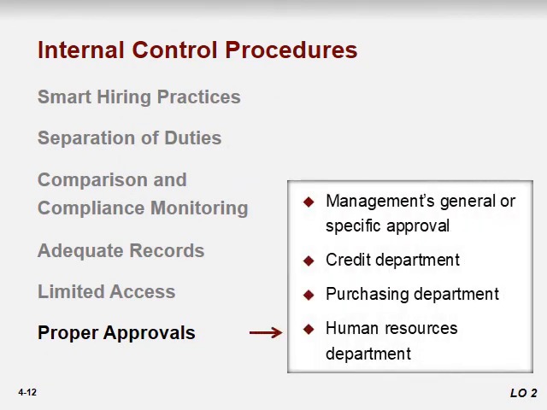The last one is proper approval. No transaction should be processed without management's general or specific approval. The bigger the transaction, the more specific the approval it should have. For small transactions, management might delegate approval to a specific department. For example, sales to customers on account should all be approved by a separate credit department that reviews all customers for creditworthiness before goods are shipped to the customer on credit.